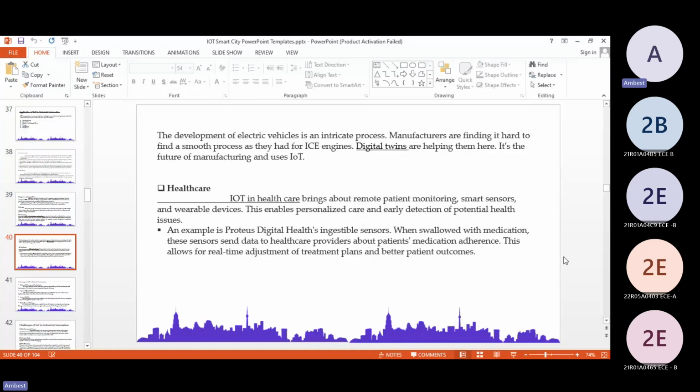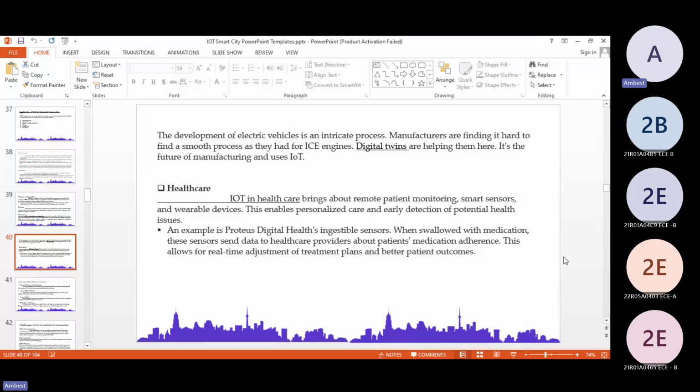So the main things we're going to use IoT for are three major things: remote patient monitoring, smart sensors, and wearable devices. This is used for enabling personalized care and early detection of potential health issues. If any medication is required in an emergency, these sensors send the data to the healthcare providers.